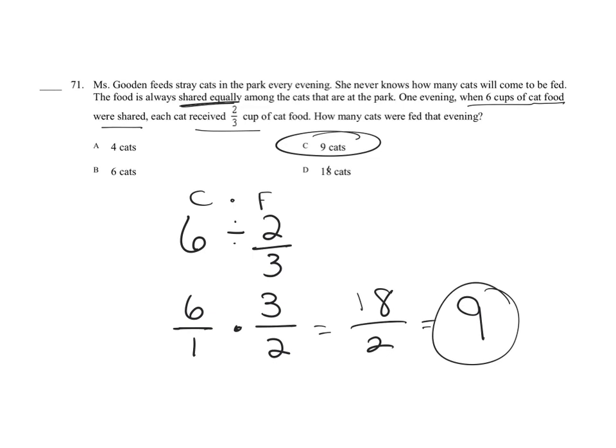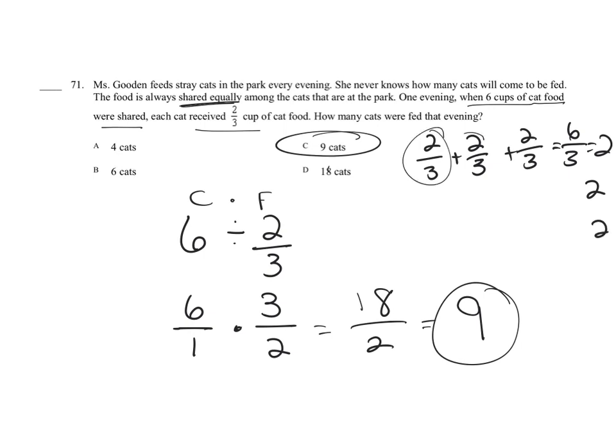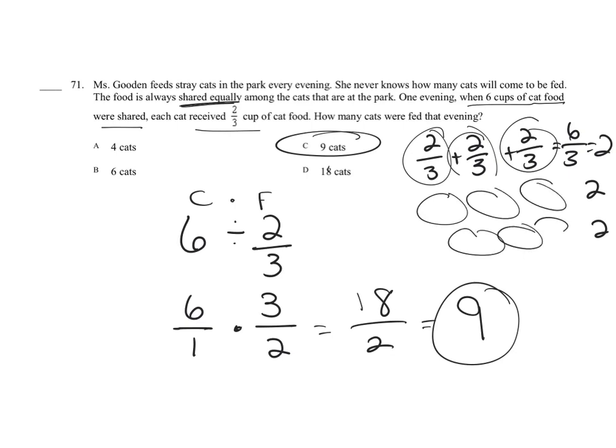And if you're not sure, if you don't remember to do that, well, you can easily go, well, 2/3 plus 2/3 plus 2/3, that gives you 6/3, which is 2 cups. Well, I need 6 cups. So you think about that's, if I did this 2 more times, so that would be 1, 2, 3, I need 4, 5, 6, 7, 8, 9.